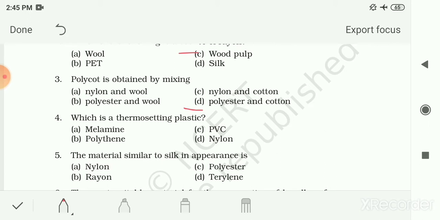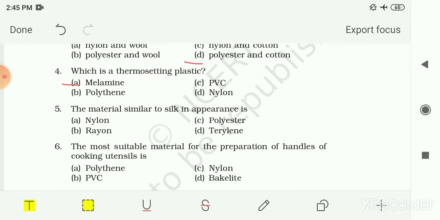The next is: which is a thermosetting plastic? The example of thermosetting plastic. The options given to you are melamine, polythene, PVC or nylon. So the answer is option A, melamine. Melamine is the thermosetting plastic. The rest of the options are examples of thermoplastic, that is PVC, polythene and nylon are the thermoplastics, and melamine is the thermosetting plastic.